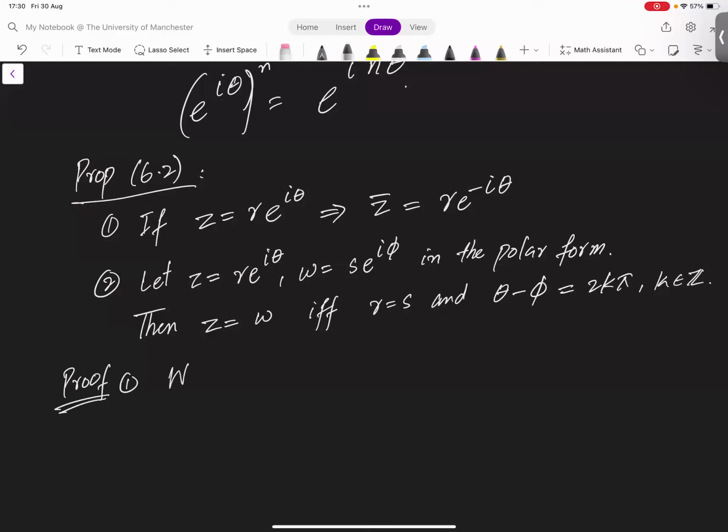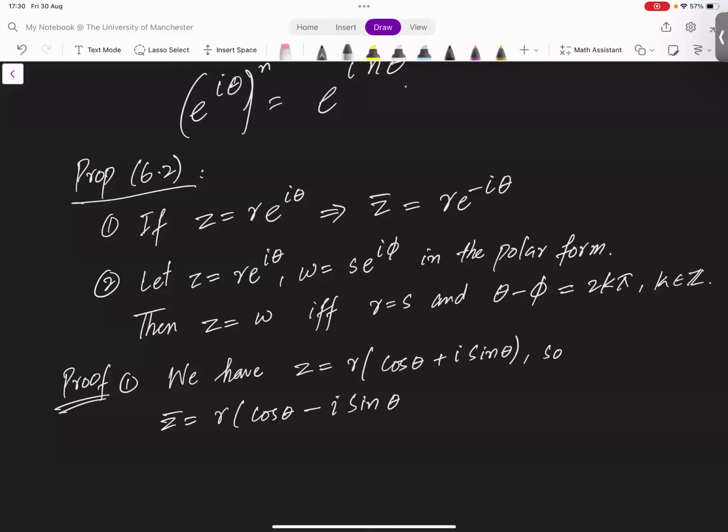One, we have z is r(cos θ + i sin θ), and so z bar is r(cos θ - i sin θ), which is r(cos(-θ) + i sin(-θ)), and this is nothing but r e^{-iθ}. Proved.